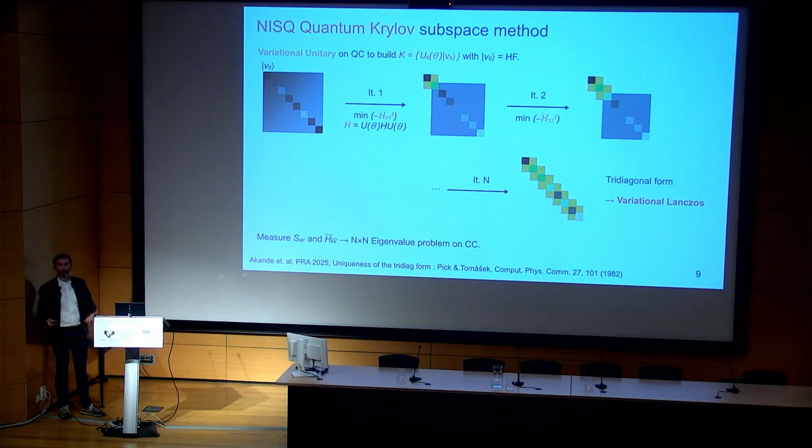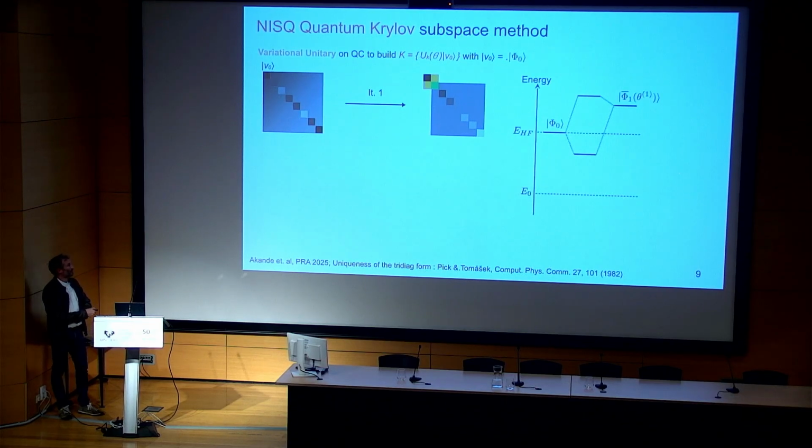And at the end, you are supposed to get a tridiagonal form of your Hamiltonian. And since the tridiagonal representation of a matrix is unique given a vector V0, it is strictly equivalent to running the Lanczos algorithm. So this cost function allows us to use a variational approach, and the tridiagonal form that we obtain at the end should be strictly equivalent to the one we would have within the Lanczos algorithm.